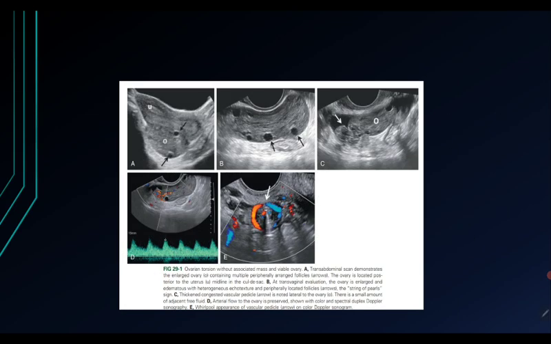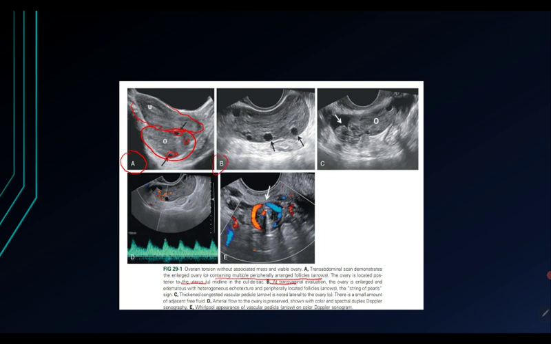Here is ovarian torsion without an associated mass, where the ovary is viable. At point A, the transabdominal scan demonstrates an enlarged ovary containing multiple peripherally arranged follicles. You can see the multiple peripherally arranged follicles. The ovary is located posterior to the uterus; behind the uterus the ovary is located.